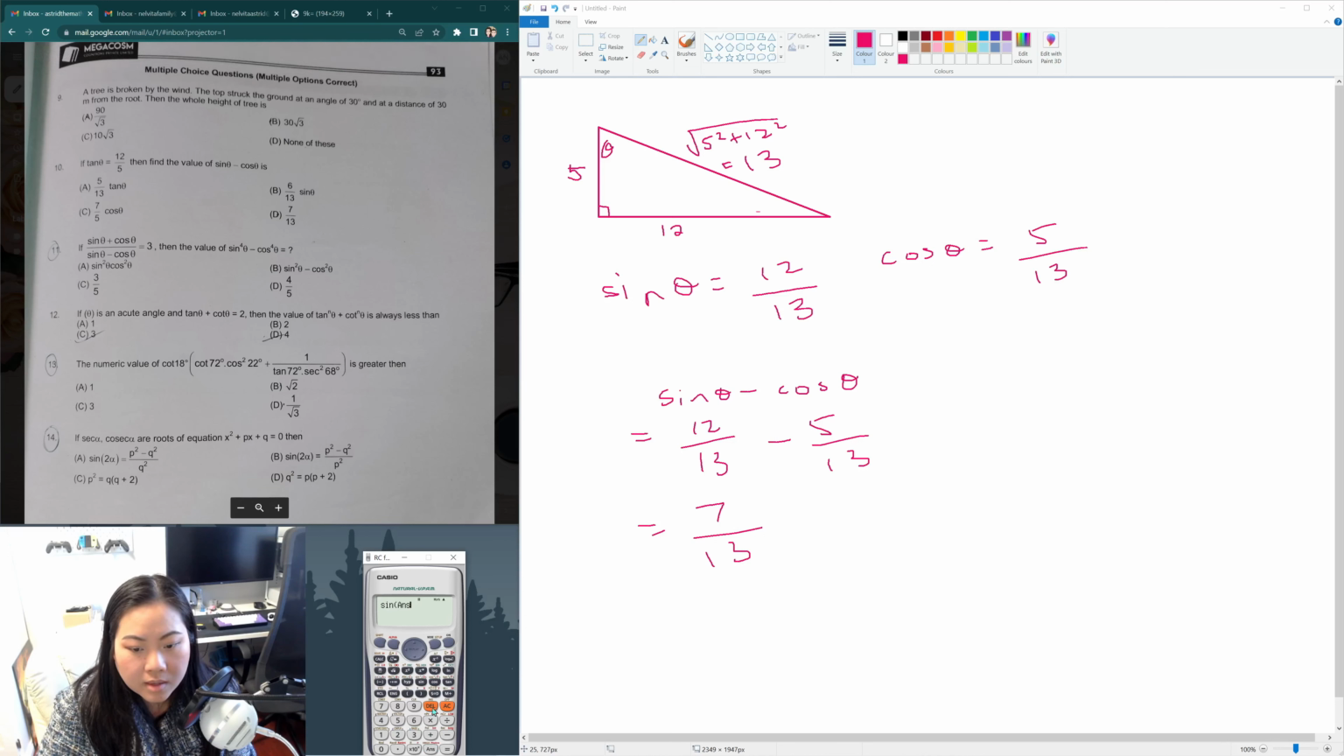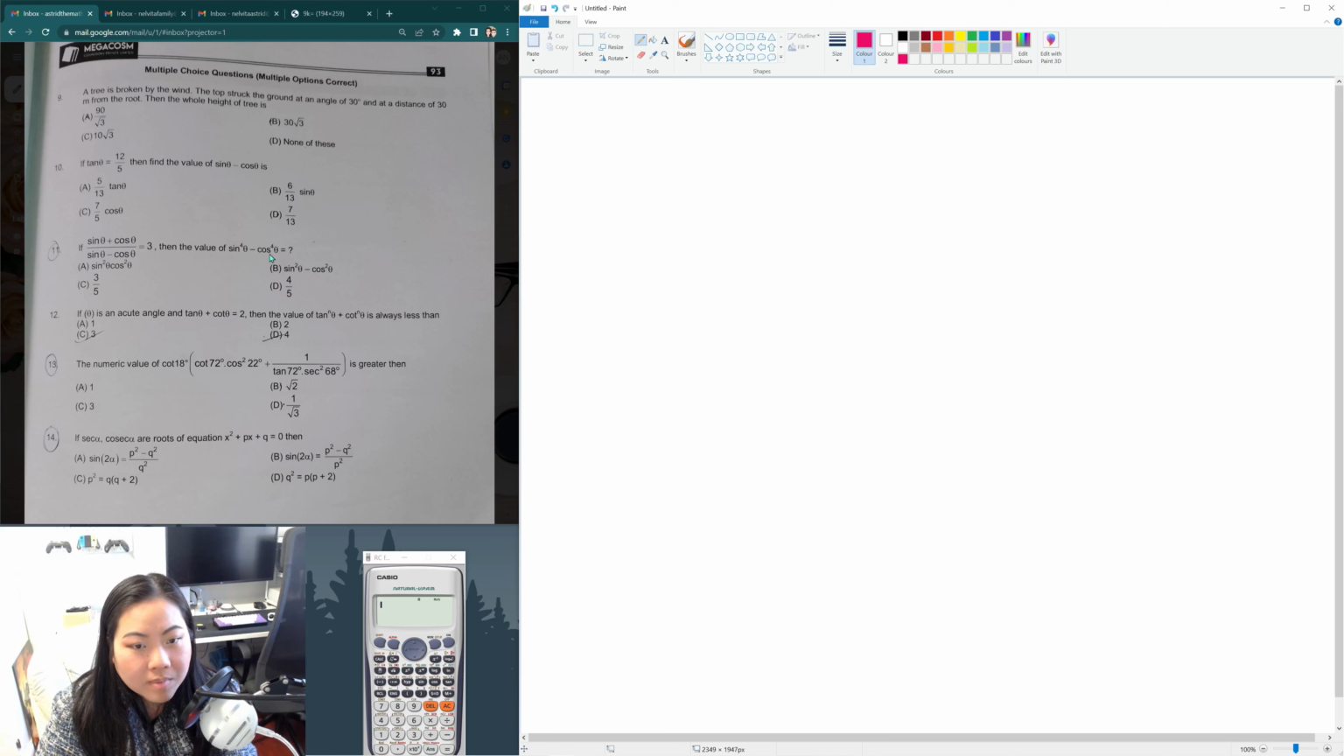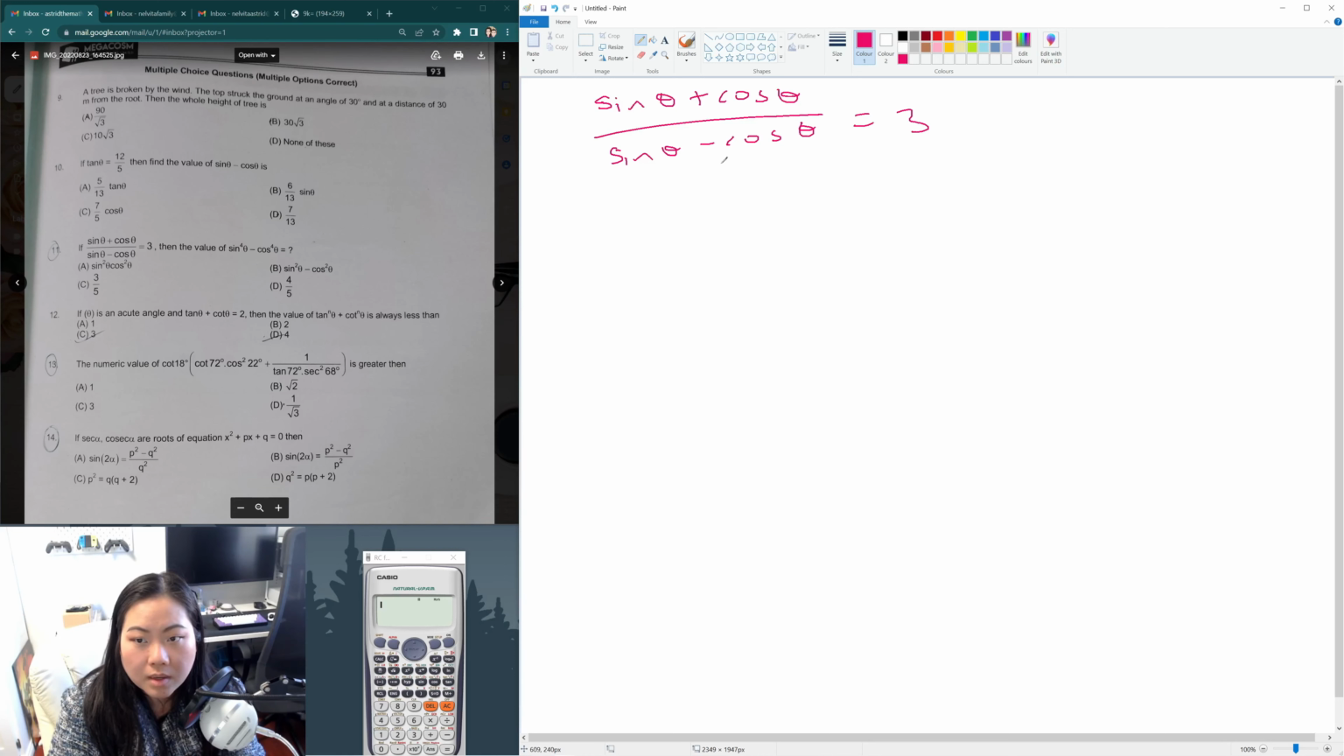11. If sine theta plus cos theta over sine theta minus cos theta is 3, then the value of sine theta to the power 4 minus cos theta to the power 4 is what? I'm going to times both sides by sine theta minus cos theta. So we're going to have sine theta plus cos theta equals 3 outside of sine theta minus cos theta. Just so I don't have a fraction anymore. That's going to equal 3 sine theta minus 3 cos theta.